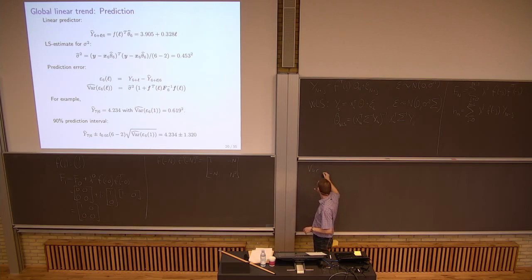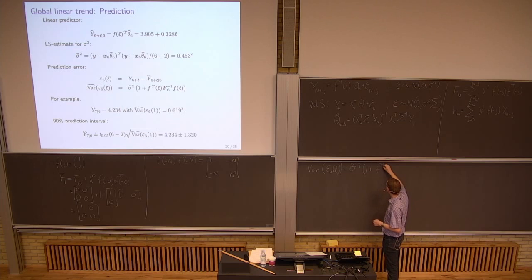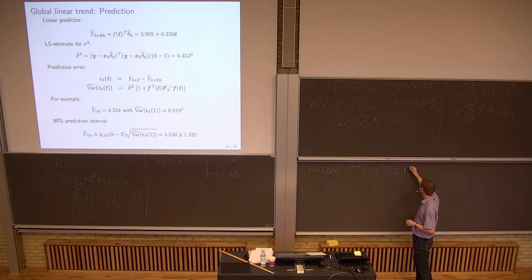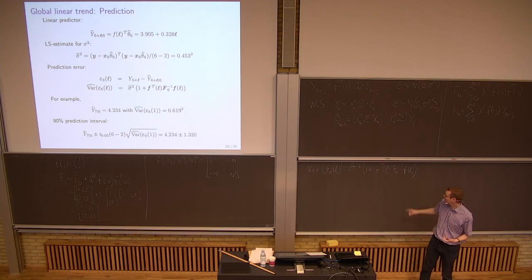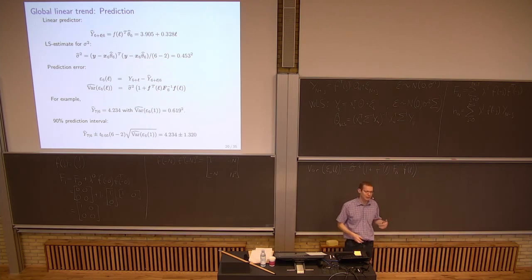The variance of the L-step prediction relative to time n is equal to our estimator of sigma hat times 1 plus f transpose of L, Fn inverse, and then f of L, like that. That's the estimator that we have for the prediction error. So this is the estimate that we want to use whenever we're going to say something about a future value.